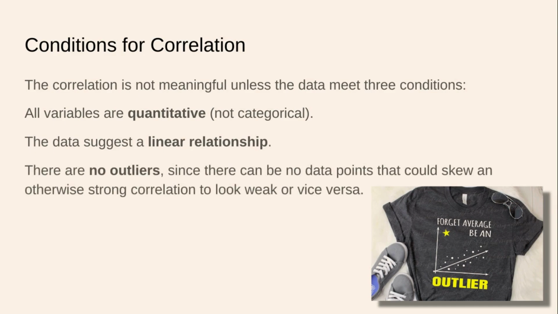And there are no outliers, all right? Now, this is a tough one to follow sometimes. Sometimes we just straight up omit the outliers to find a regression line and just count those as weird cases. Sometimes it really messes up our data, and a regression line is going to be strongly influenced by those outliers. Again, more on that later in this unit, right? There are no outliers, since there can be no data points that could skew the otherwise strong correlation to look weak, or vice versa.